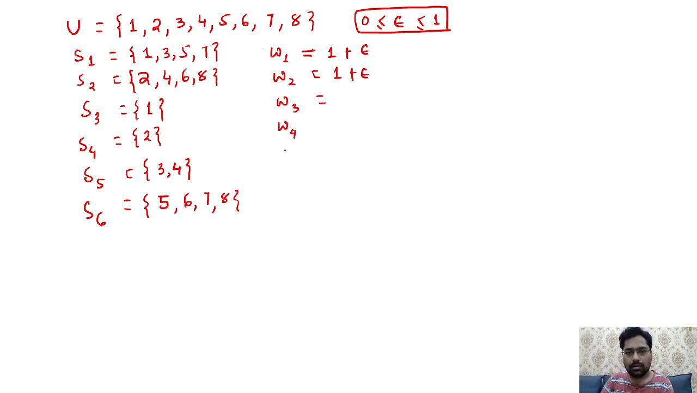W3, W4, W5 and W6, which is the weight of each subset, are considered as 1 initially. So our target is we have to collect a set cover. Set cover is like all the subsets, if you are going to combine, that will be giving you the universal set. So our target is basically we have to find out the set cover.